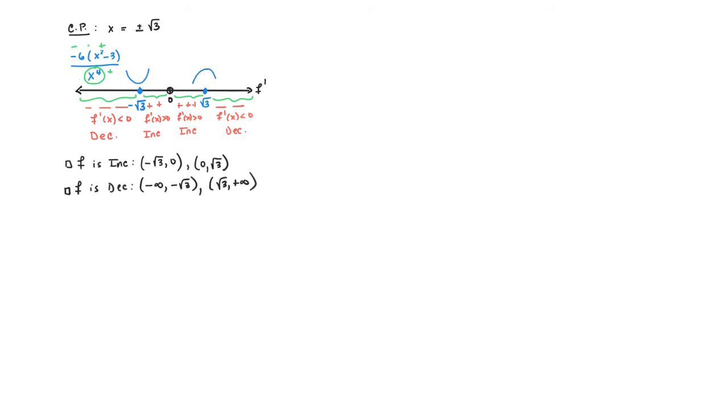So now I can say that f has a local minimum at x equals negative square root of 3. And f has a local maximum at x equals positive square root of 3. So that's what we have.